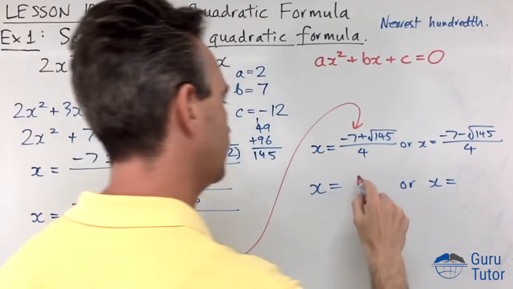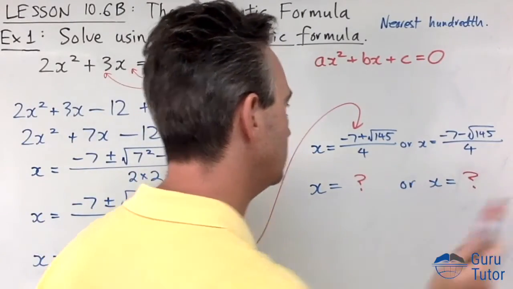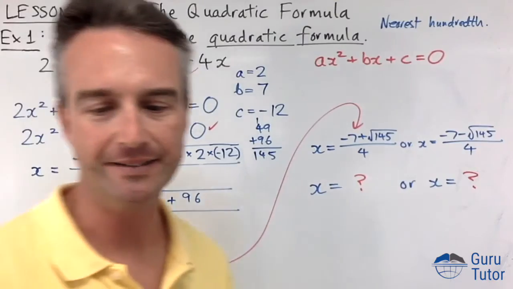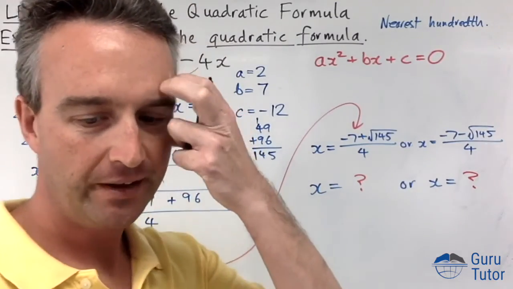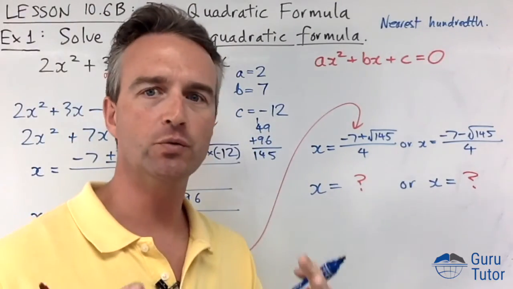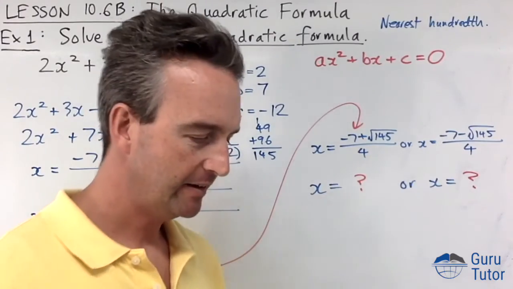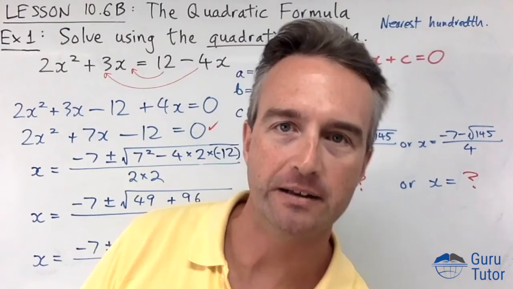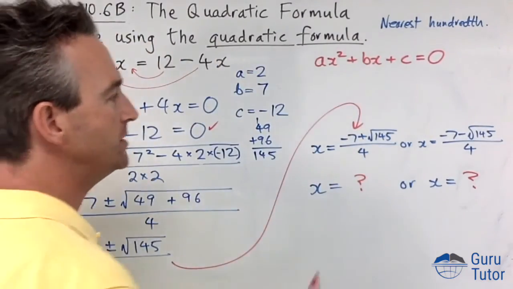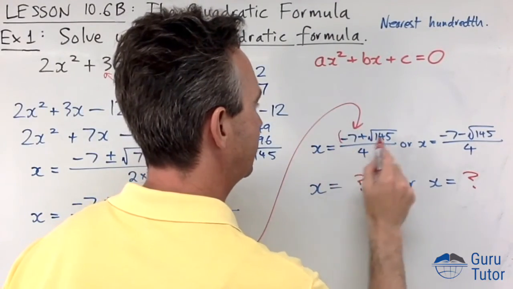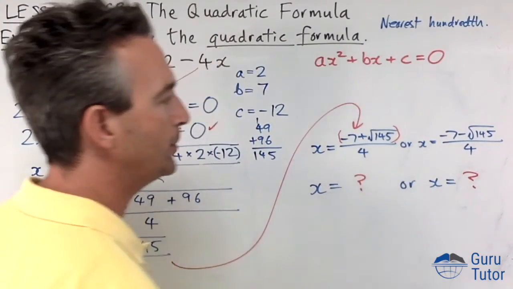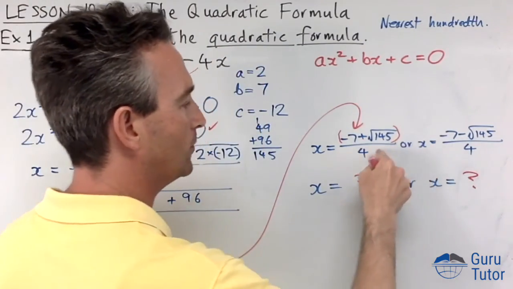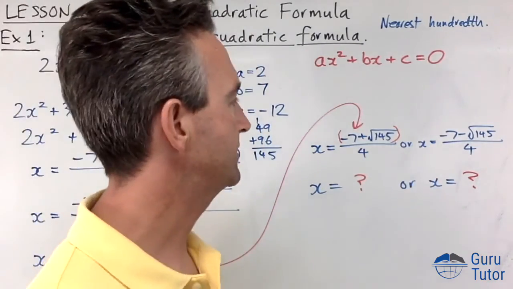What are they? Now this is not as easy as it looks. There's a lot of button pushing here, and you've got to be very careful. If you are using the Google calculator or a GDC, this one here, or any calculator where you can actually type in brackets, that can help you here. Because you want to type in the brackets here and here. Type the brackets and then divide by 4 equals, and that will give you the right answer. Same over here.